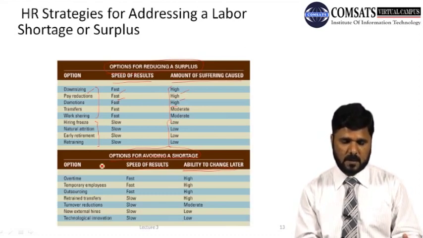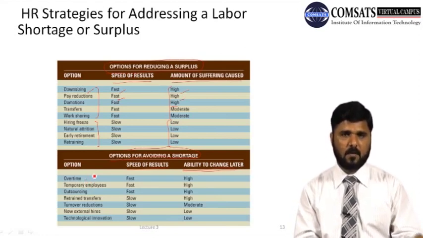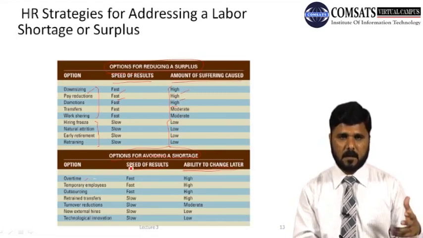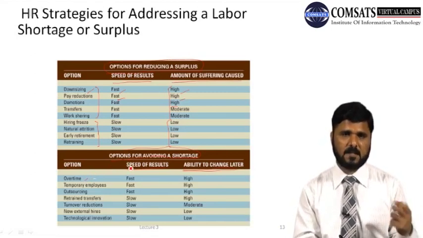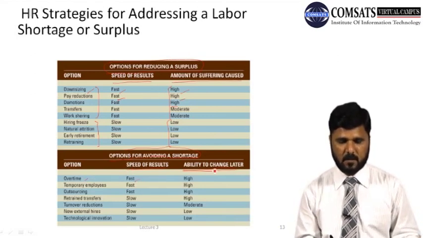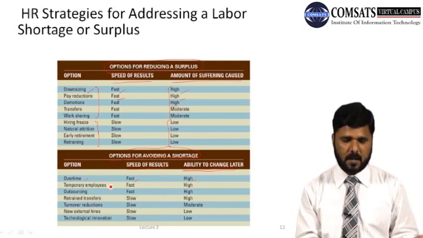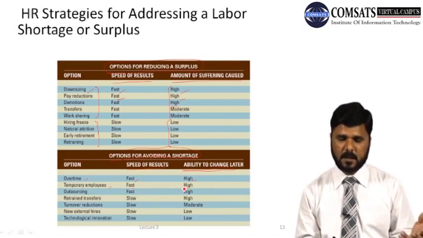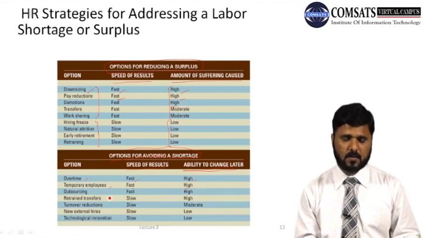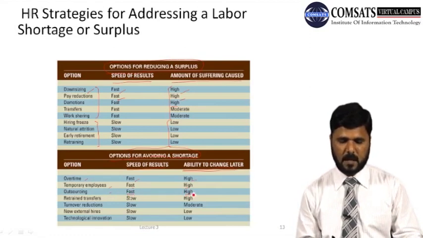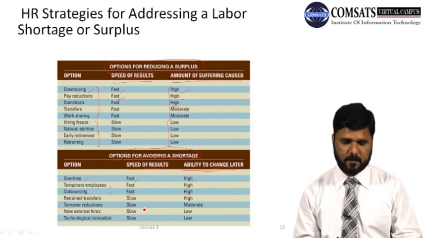Now we have to discuss the strategies that we use to avoid a shortage. तो यहाँ पे हमारे पास overtime है, overtime ऑफर करके हम इसमें effective results बहुत फास्ट अचीव करते हैं, क्विक. रिजल्ट इज फास्ट और उसकी एबिलिटी टू चेंज लेटर, रिवर्स करना इस सिचुएशन को इज वेरी इजी. और टेम्पोरेरी एम्प्लॉइज भी फास्ट रिजल्ट प्रोड्यूस करेंगे और इसको चेंज करना, एबिलिटी टू चेंज लेटर इज हाई, इजी है. आउटसोर्सिंग हम किसी और ऑर्गेनाइजेशन को दे सकते हैं अपनी कोई भी सर्विस, कोई भी फंक्शन, तो इसमें भी फास्ट रिजल्ट और इसकी एबिलिटी इज हाई, हम दोबारा रिवर्स कर सकते हैं.